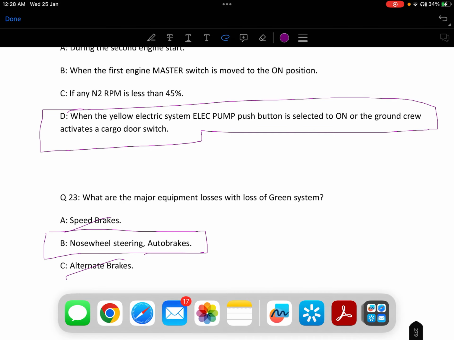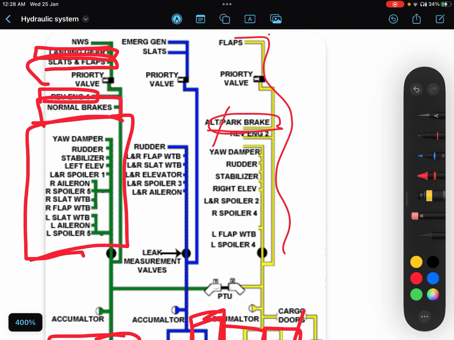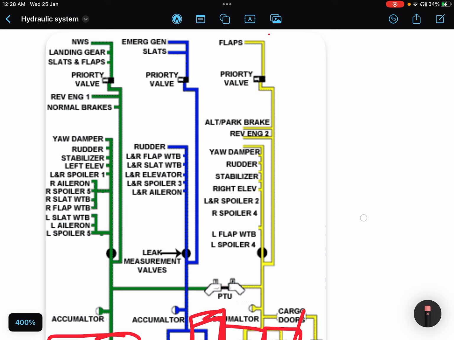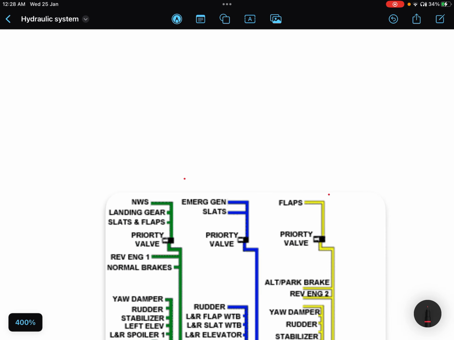Auto brakes, alternate braking is the wrong answer. Speed brake is the wrong answer. The upper and lower rudders is the wrong answer. So correct answer is Bravo only, but nose wheel steering is with the yellow system nowadays. Earlier in older aircrafts, nose wheel steering and auto brakes used to be with green system only. I should show it here.